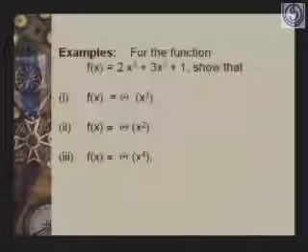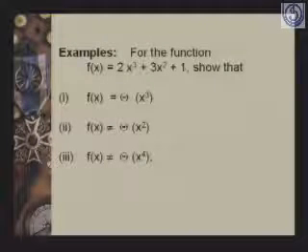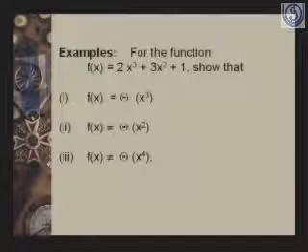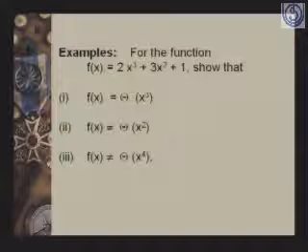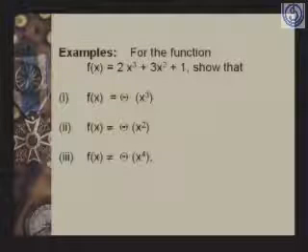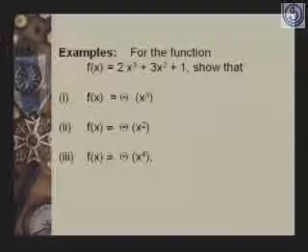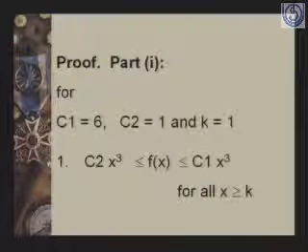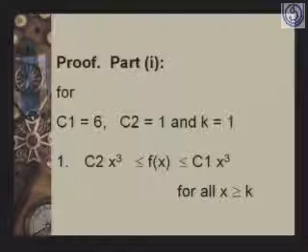For the following function, show that, again we will be showing some of the relations. If f(x) is equal to 2x cube plus 3x square plus 1, then f(x) is big theta of x cube, and f(x) is not big theta of x square. So first of all we establish the first relation, f(x) is equal to big theta of x cube. For this please consider c1 is equal to 6, c2 is equal to 1 and k is equal to 1, we get c2 x cube is less than or equal to f(x) is less than or equal to c1 x cube.